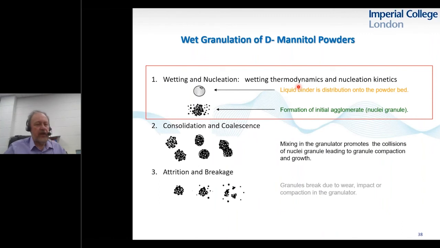The final example today I'm going to talk about is wet granulation. Wet granulation is a popular unit operation for consolidating materials. It involves taking a liquid binder, spraying it onto a powder, and the formation of agglomerates. And these agglomerates are then typically dried, and they're used in manufacturing operations.